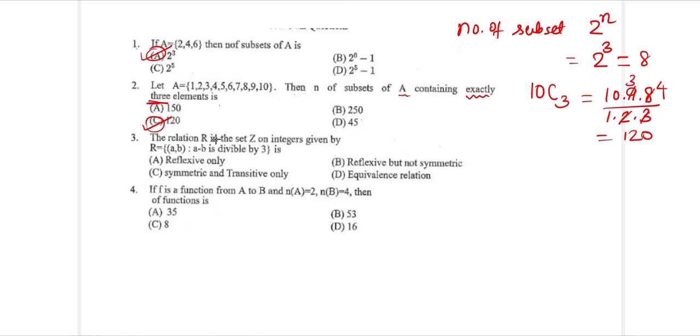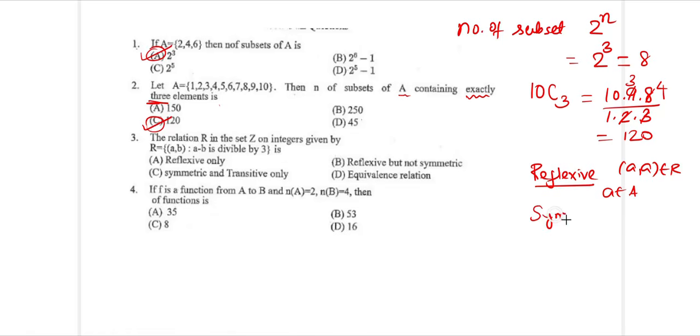Next, the relation R is defined on the set of integers such that A minus B is divisible by 3. It is defined on the set of integers. So you will have to show whether it is reflexive, symmetric, transitive or an equivalence relation. What do we mean by reflexive? Whenever we have A comma A belonging to the relation for all A belonging to the set, then you call the relation reflexive.